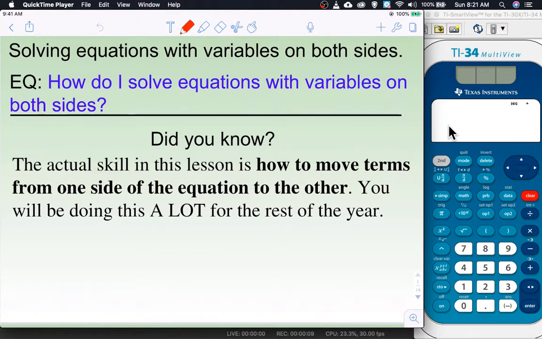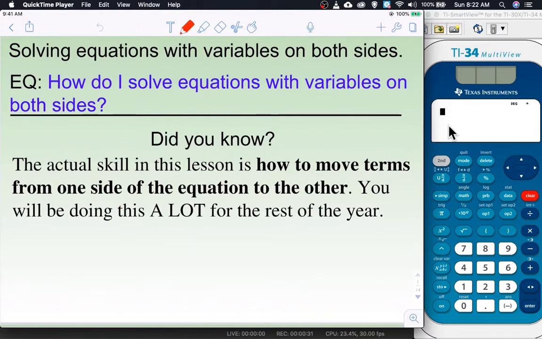So this is a continuation of the previous lesson where we were solving multi-step equations. But if you'll remember in that lesson, we skipped step 3 in the steps of solving an equation. And I said at the time, step 3 was what happens when you have variables on both sides. Well, that's what this lesson is all about.